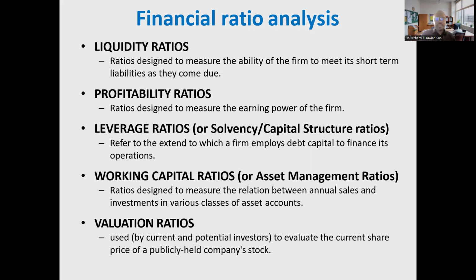Okay. Working capital ratios, called asset management ratios, look at a measure of the annual sales to its investment in various classes of accounts, typically running across the inventory, the payables, the receivables, and even cash itself. And then we have the valuation ratios, which are used by current investors and potential investors to evaluate the current share price of a publicly held company's stocks. This is what we'll be looking at.